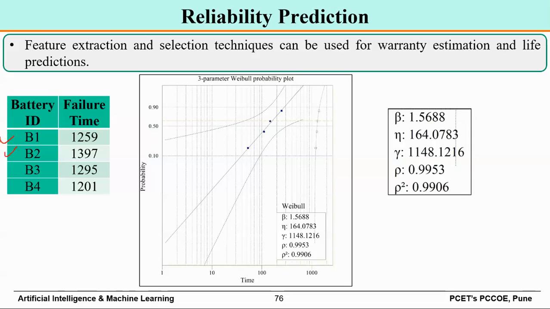So there are two units. One is in kilometers, the other in cycles. How many times it is charged and discharged. So one charging and discharging is one cycle. The second time charging and discharging is the second cycle. So it will have some number of cycles.